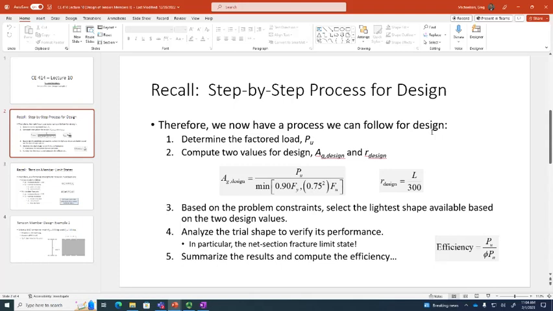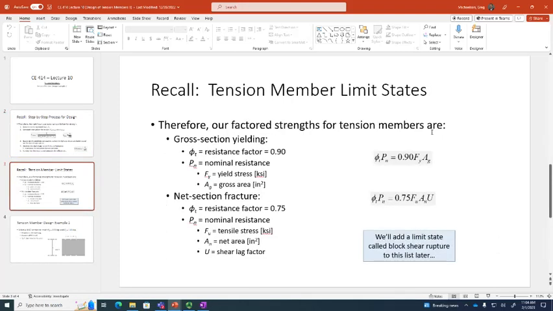This example that I do today is going to be, how can I put it, I was much more elaborate in my discussion during our last lecture. Today, I'm just going to get right into it. And don't forget, here are the two limit states that we're looking at: gross section yielding and net section fracture. And I'm going to try and talk about block shear today.